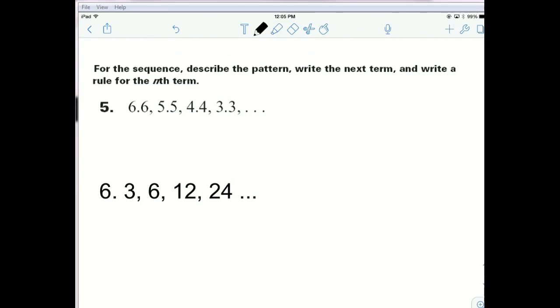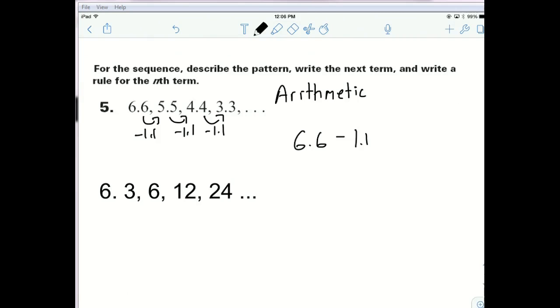These patterns are the ones that we'll be studying in this class. This is called arithmetic. We'll be studying these in 12.2. We are subtracting 1.1 each time. We're subtracting 1.1. So the pattern kind of starts at 6.6. That's our first term. And we subtract 1.1 each term, right?